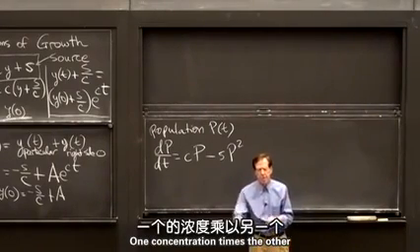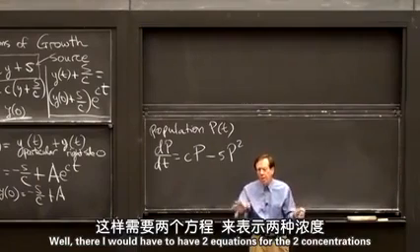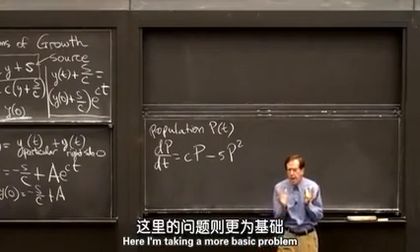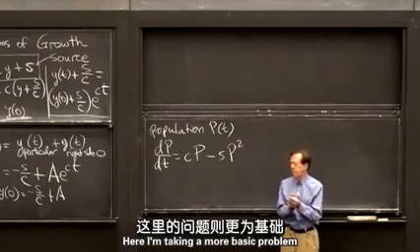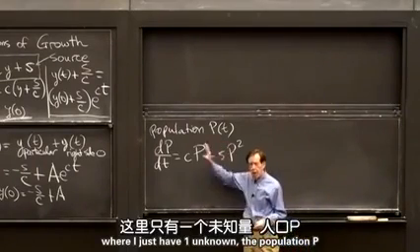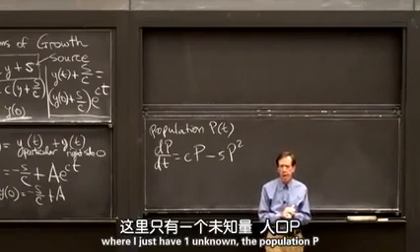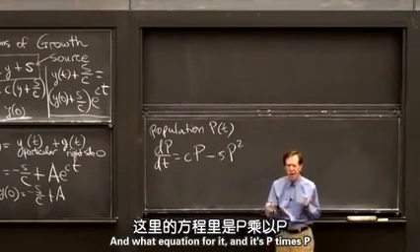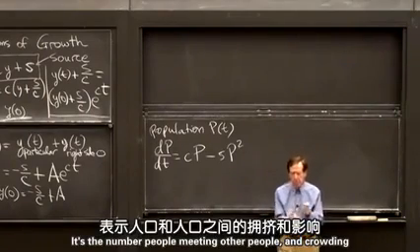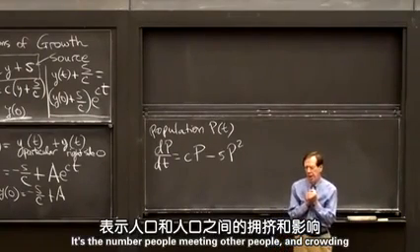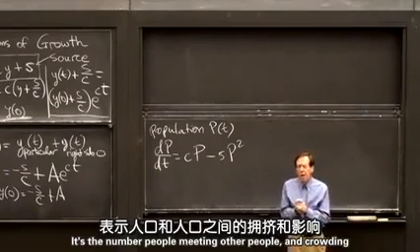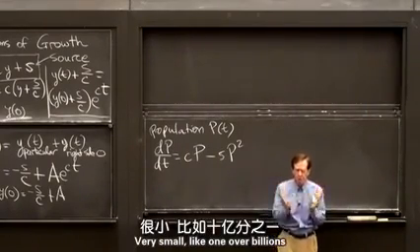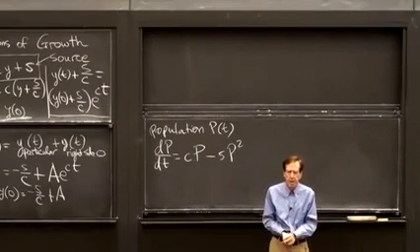One concentration times the other. Well, there I would have to have two equations for the two concentrations. Here I'm taking a more basic problem where I just have one unknown, the population P, and one equation for it, and it's P times P. It's the number of people meeting other people and crowding. So S is a very small number, like 1 over a billion or something.